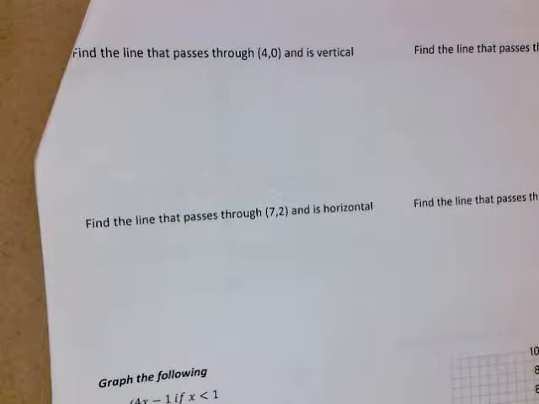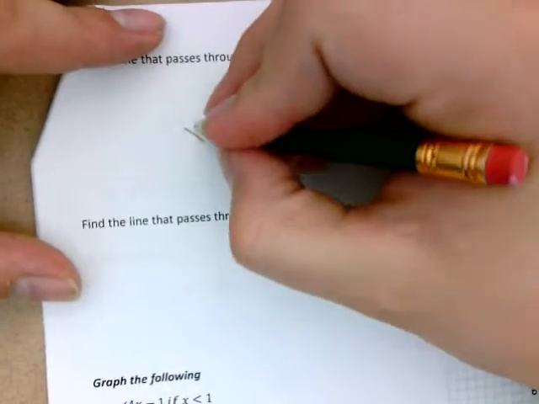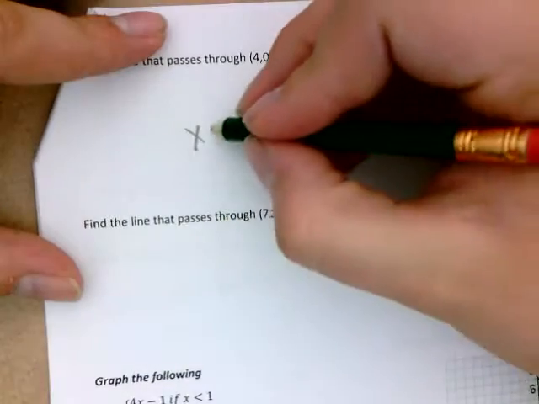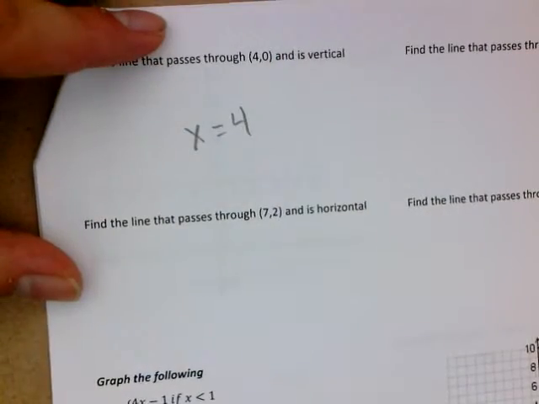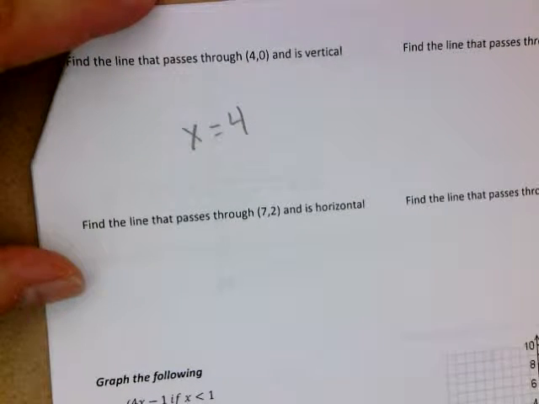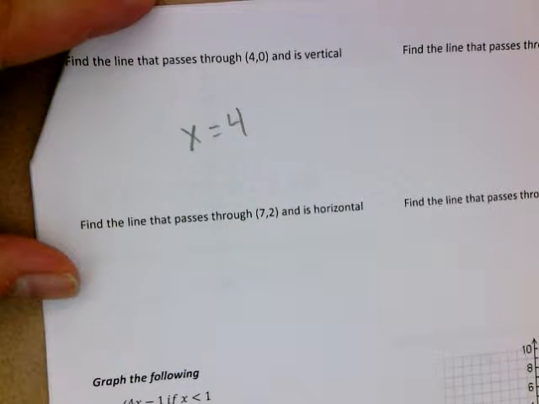Find the line that passes through (4, 0) and is vertical. If it's vertical, it's x equals. If it's horizontal, it's y equals. So it's vertical, x equals, what's your x value? 4. That is the line that passes through (4, 0): x equals 4, since it's a vertical line.